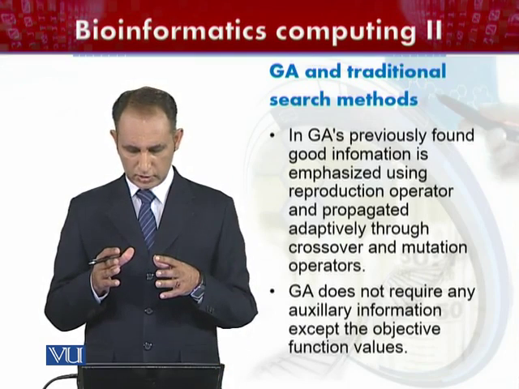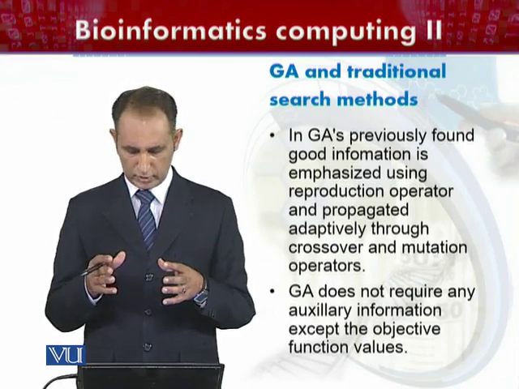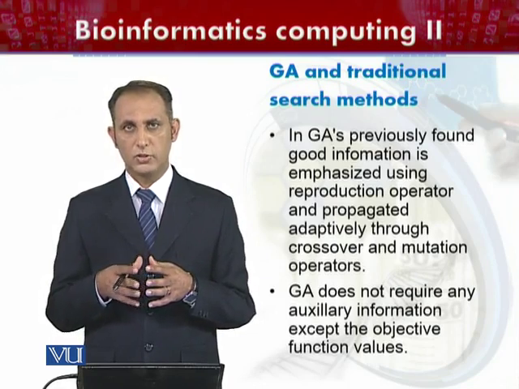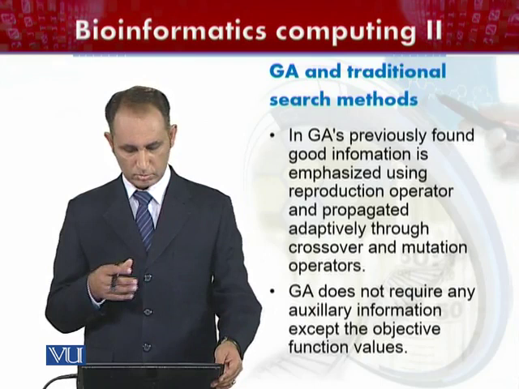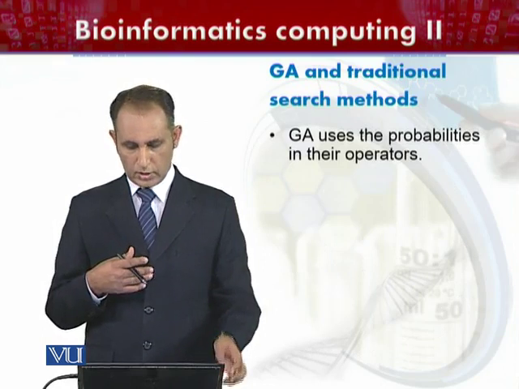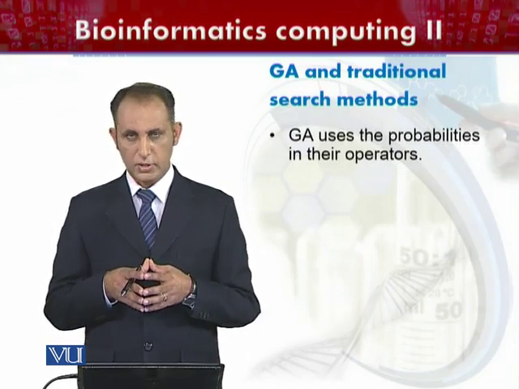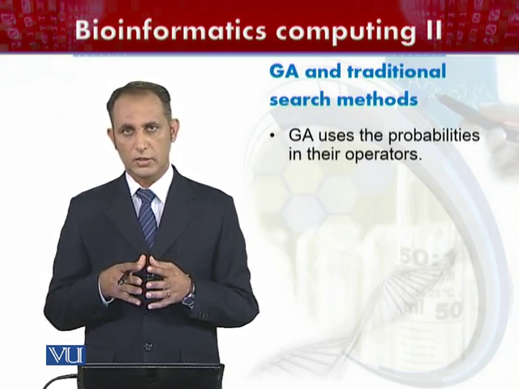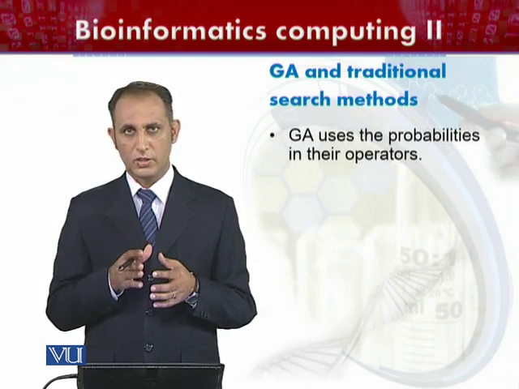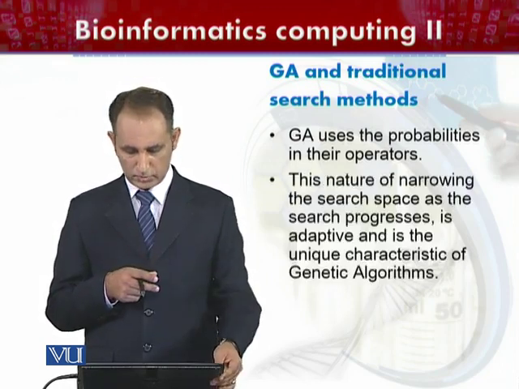A genetic algorithm does not require any auxiliary information except the objective function values, while this auxiliary information is required by the majority of the traditional methods. So again, another advantage of the genetic algorithm is that it doesn't require any auxiliary type of information. Genetic algorithms use probabilities in their operators. Different types of operators are used in genetic algorithms, so one has to define the probability of these different types of operators. But this is not the case in the traditional search algorithms.